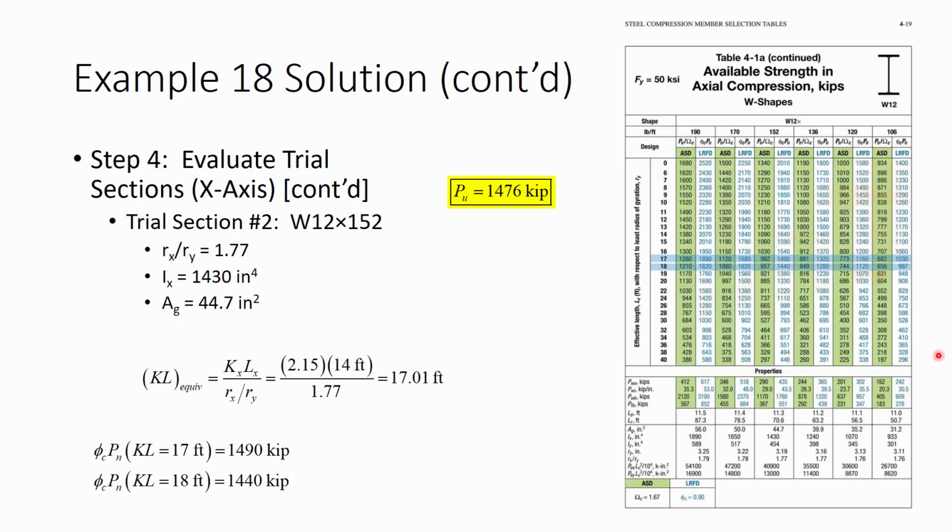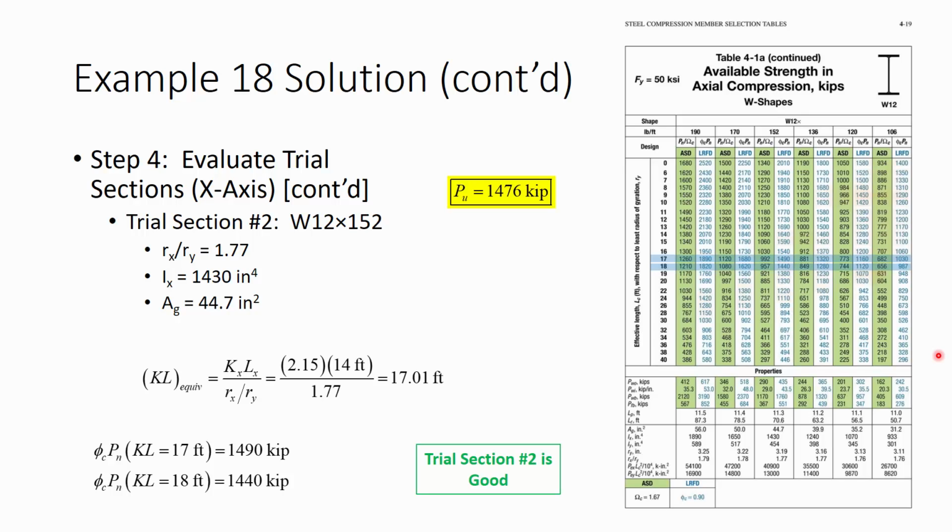So comparing those two, I think it's a pretty safe assumption that, even if the capacity was 1480, and it is certainly not that. Looking at that interpolation, it's probably closer to 89 or 88. But looking at that, I think it's safe to say that trial section number 2 is good. And so trial section number 2 is going to be our section.